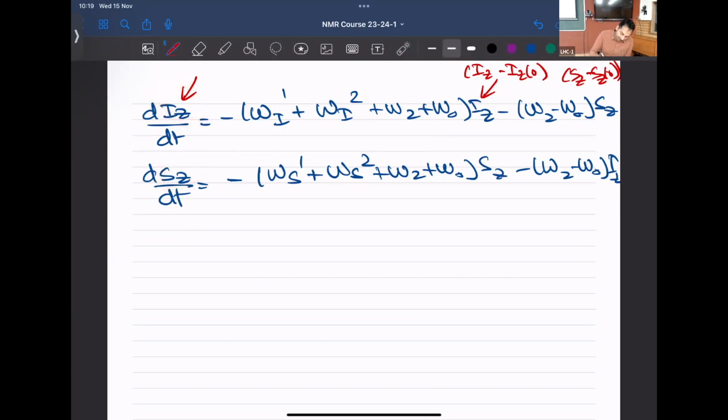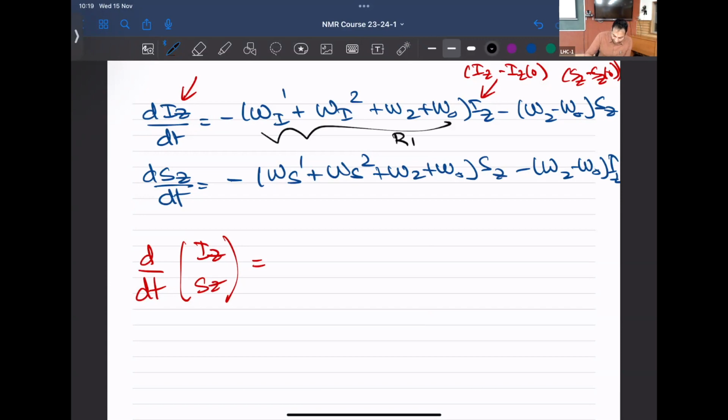So this way, the d by dt of Iz and Sz can also be written in a matrix form, where this first part will be written as R_I because it's only depending upon its own magnetization changes happening. Similarly in this case, this will be R_S. I'll come to these terms in a moment. On the other hand, we'll try to understand what these two terms are. So that will be represented as sigma_IS.